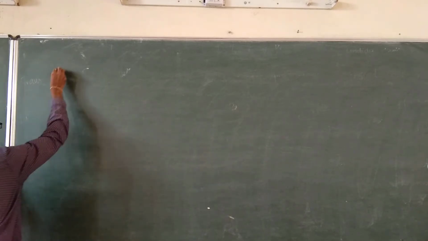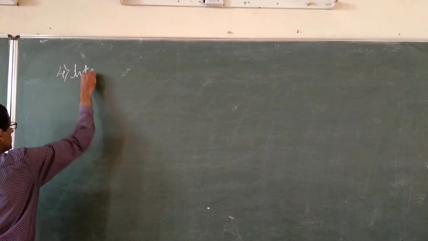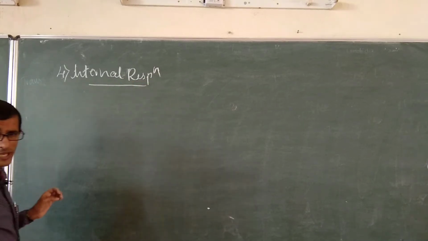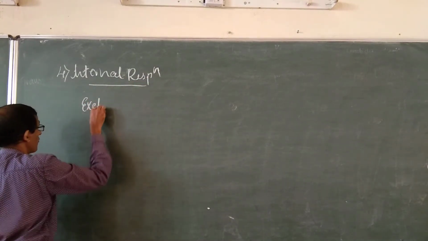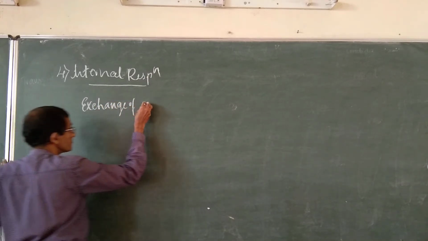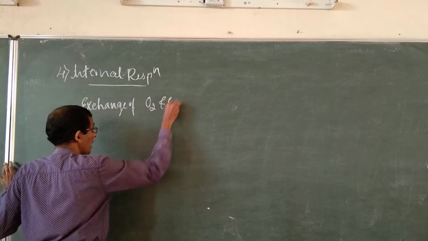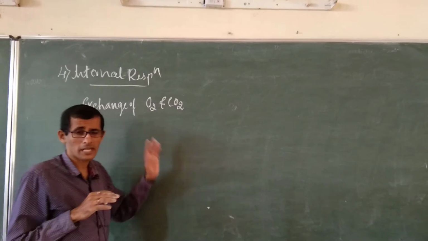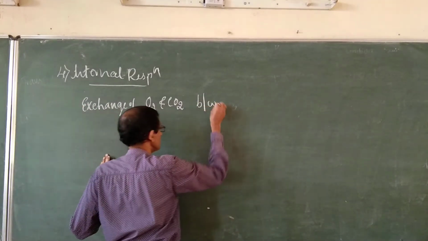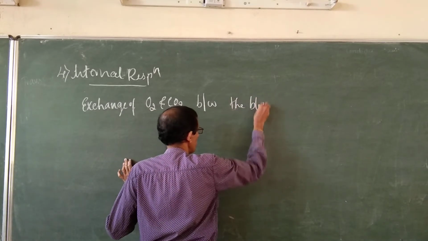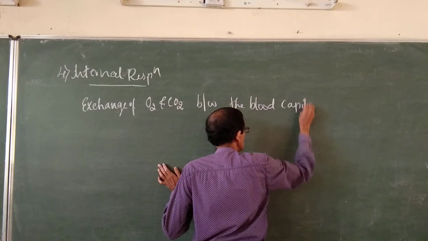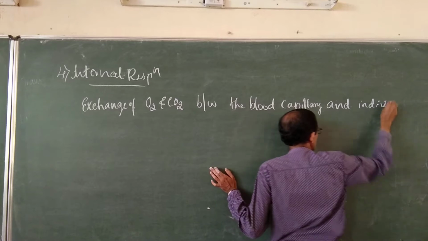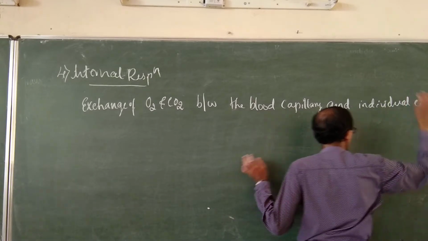Now the fourth step, it is the internal respiration. So what is this internal respiration? It is the exchange of oxygen and carbon dioxide. ಹಾಗೆ ಬರೆಯುವ ಗ್ಯಾಸಸ್, ಬೇರೆ ಯಾವುದೇ ಗ್ಯಾಸಸ್ ಮಾಲಿಕ್ಯೂಲ್ ನಮಗೆ ಇಲ್ಲಿ oxygen and carbon dioxide between the blood capillary and individual cell.